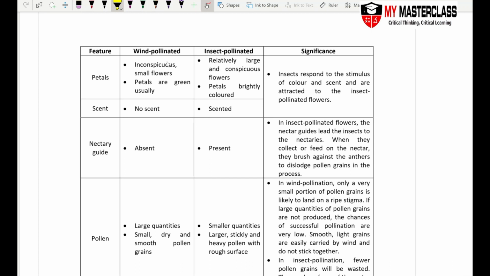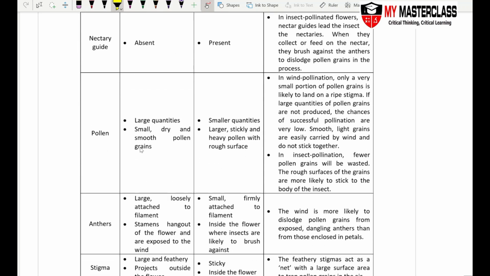So petals, inconspicuous, really small. Okay, insect is really large and conspicuous. Okay, nectary guide, wind pollinated, we don't need insects, so it's absent.